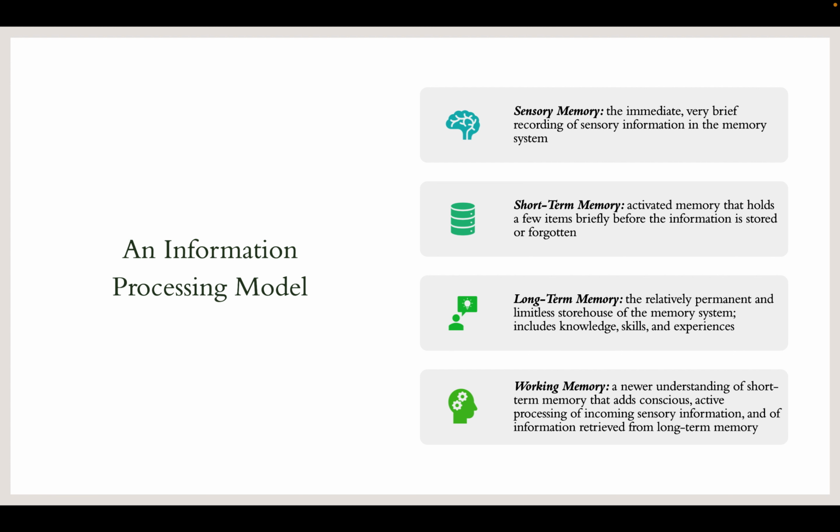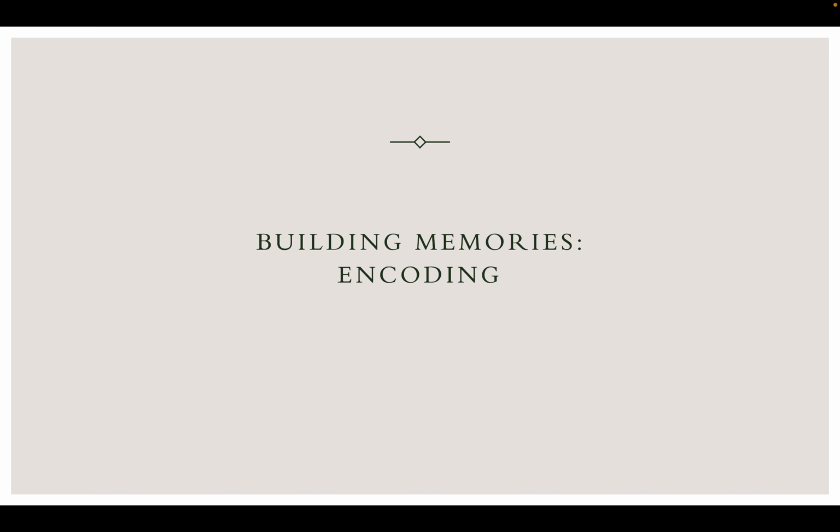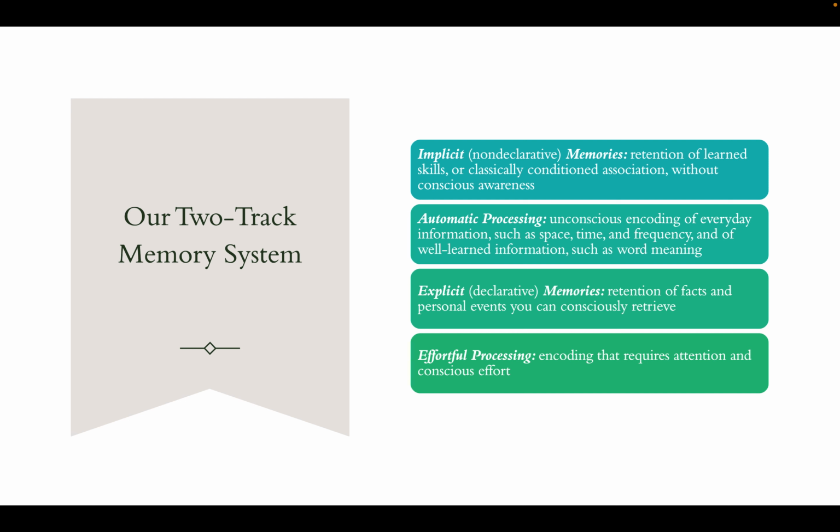So yeah, those are the 4 things that we kind of need to be aware of as we go through understanding the encoding, the storage, and the retrieval of memories and information. So the next section is building memories, which is also called encoding. There we have a 2-track system in our mind. We've talked about this a lot. You'll continue to learn about it through the rest of this course series.